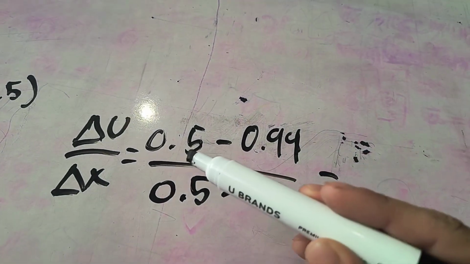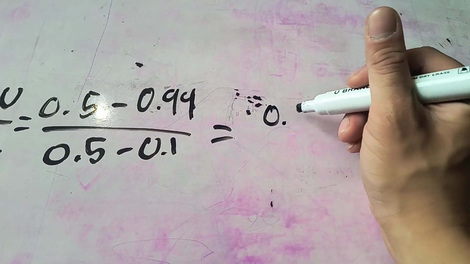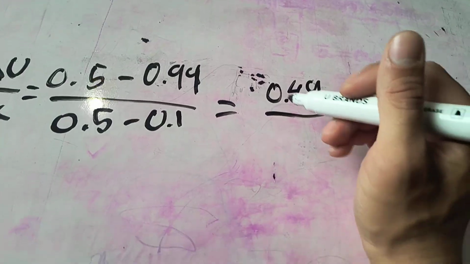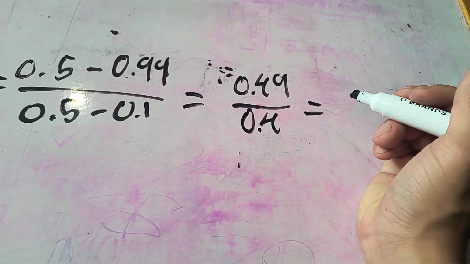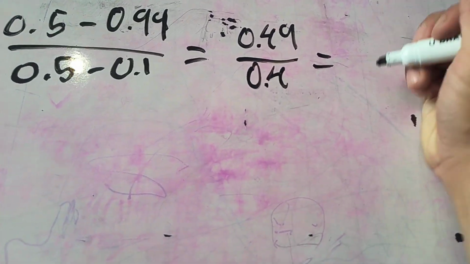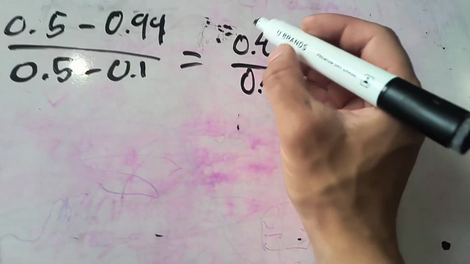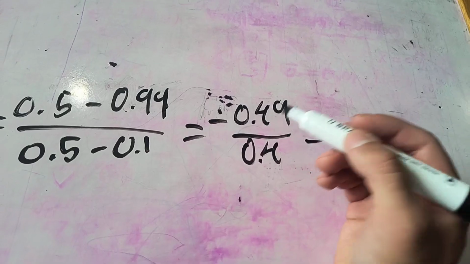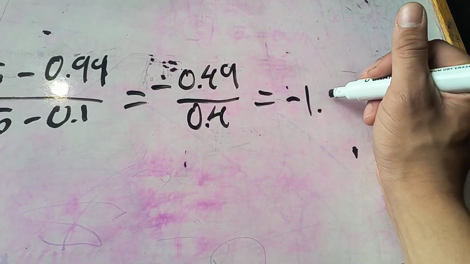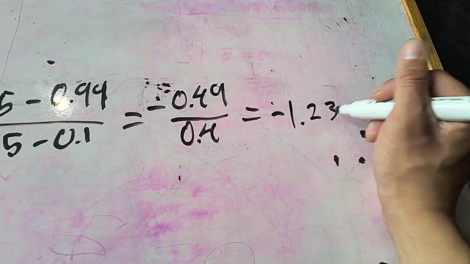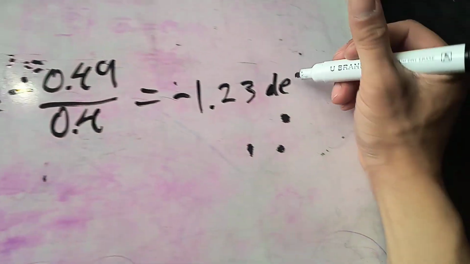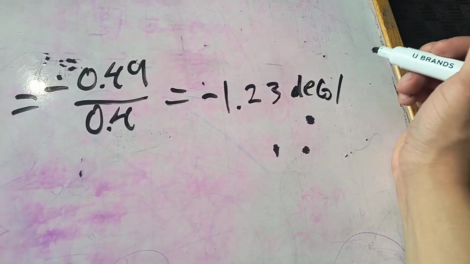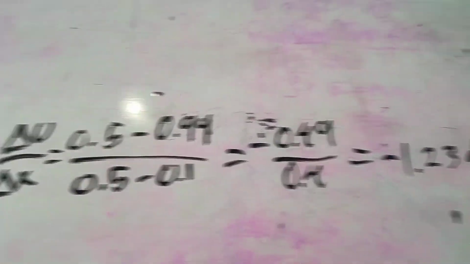So this would be 0.49 over 0.4, which would be equal to negative 1.23 degrees. So this is degrees over depth. I think this was inches. This was inches. I did it right here, but the depth was in inches.